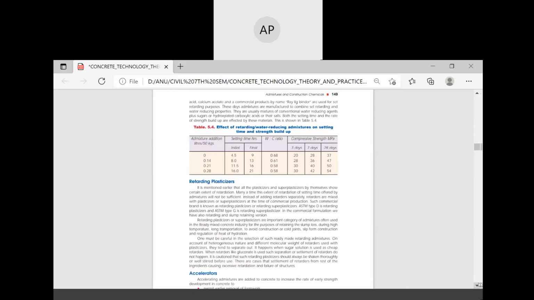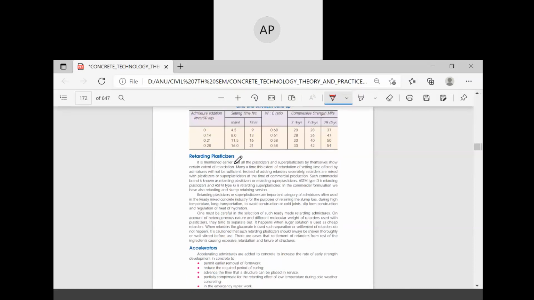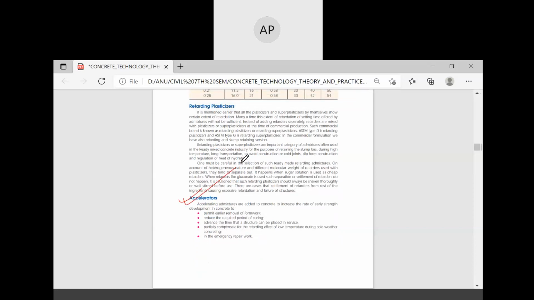Next, retarding plasticizers. It is mentioned earlier that plasticizers and superplasticizers themselves slow down the setting. They are written under the plasticizer and superplasticizer category of admixtures, so this is not required separately. You just remember what retarders are, how retarding affects fresh concrete, and why it is used. Okay, that much. Next, accelerators.